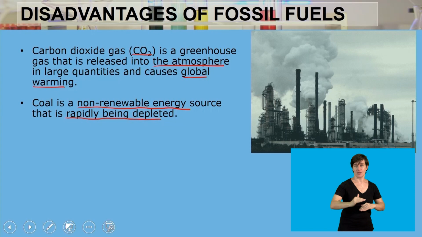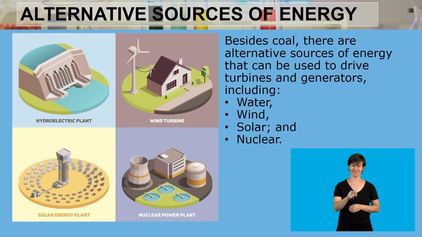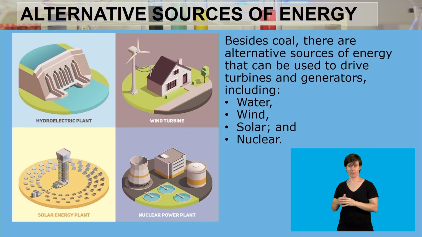Over time, you're going to get to a point whereby we no longer have coal to use to produce electricity. So it's very important that you find other alternative sources of electricity. Seeing that coal is a non-renewable resource, we're going to get to a point whereby we no longer have any more coal to produce electricity. So it's very important to find other alternative sources of energy.